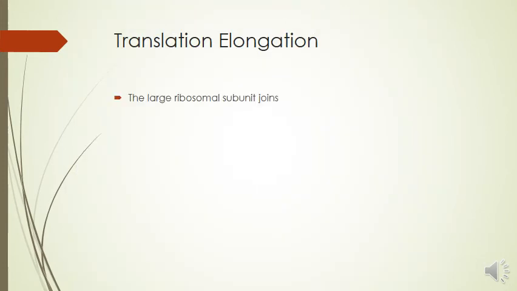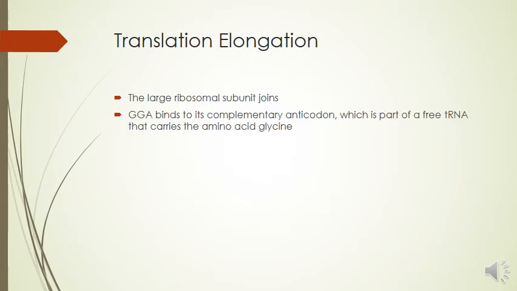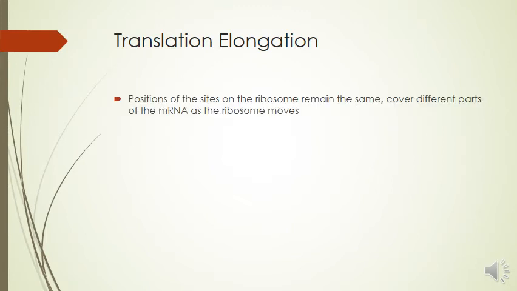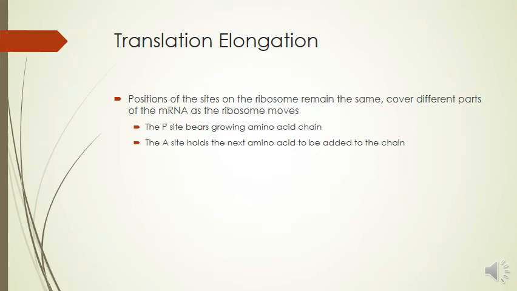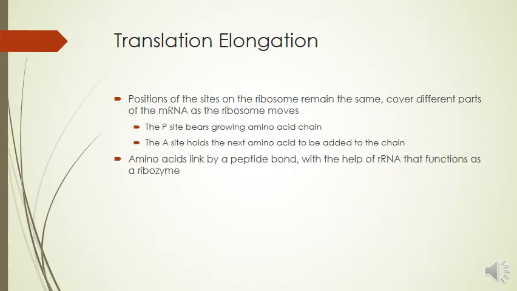In the translation elongation, the large ribosomal subunit joins. The GGA binds to its complementary anticodon, which is part of a free transfer RNA that carries the amino acid glycine. Two amino acids attached to their transfer RNAs align. And in the process, the positions of the sites on the ribosome remain the same. They cover different parts of the messenger RNA as the ribosome moves. The P site bears a growing amino acid chain. The A site holds the next amino acid to be added to the chain.